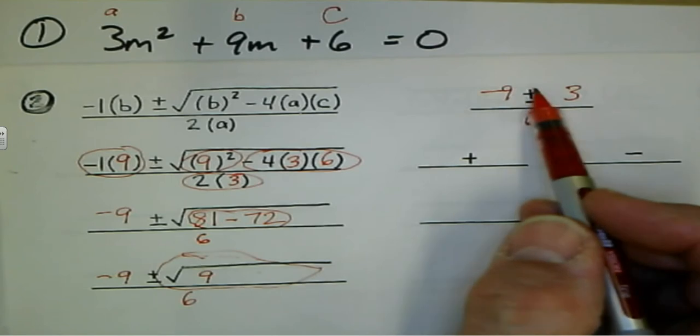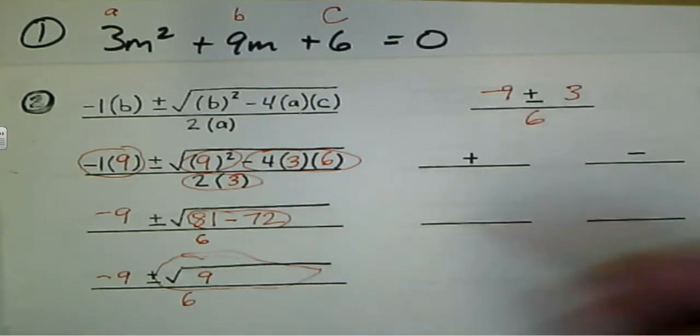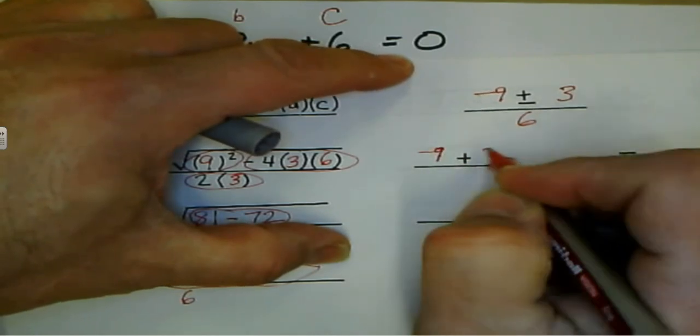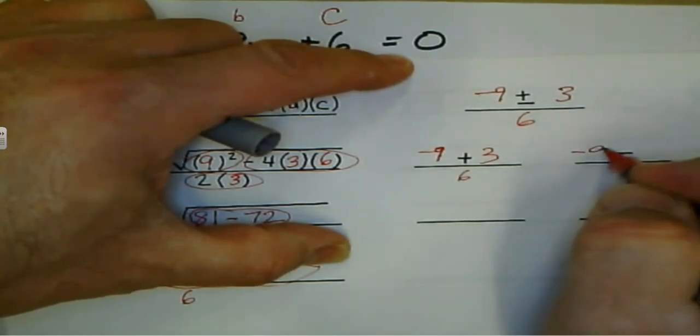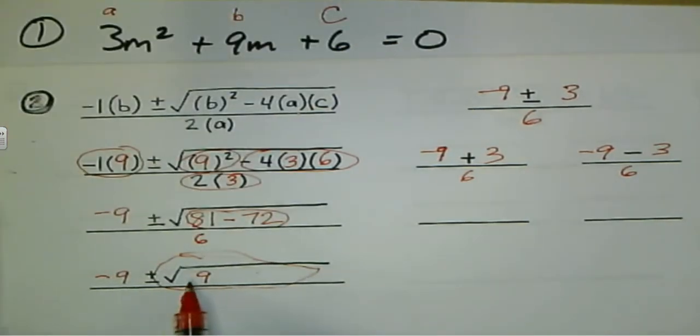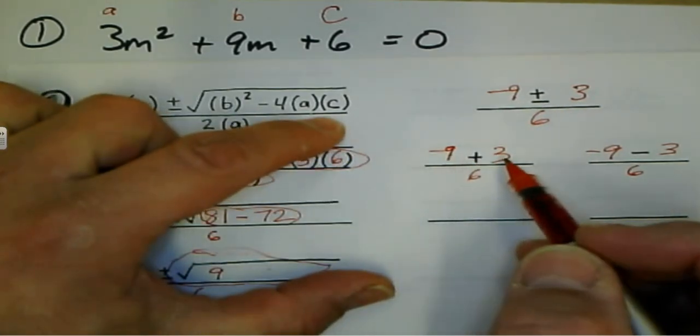At this point, because it's negative 9 plus 3 and negative 9 minus 3, we just split it apart. So we have negative 9 plus 3 over 6, and we have negative 9 minus 3 over 6. And the reason for that, guys, is because the square root of 9 is 3, and the square root of negative 9 is 3. So that's why we have the plus and minus, because the negative could work on either one of them.